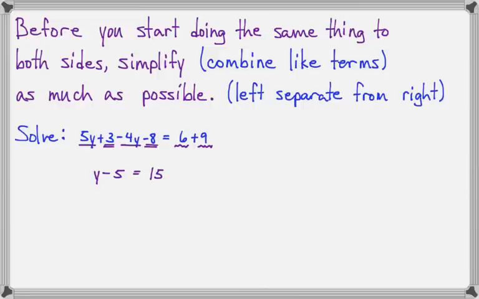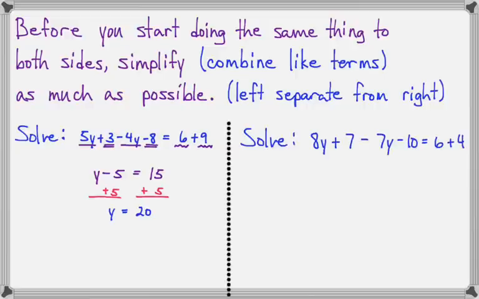But now that it's simplified, it's actually not difficult to solve because the opposite of negative 5 is plus 5. Put plus 5 on both sides. Then y minus 5 plus 5 gives you y, and 15 plus 5 gives you 20.